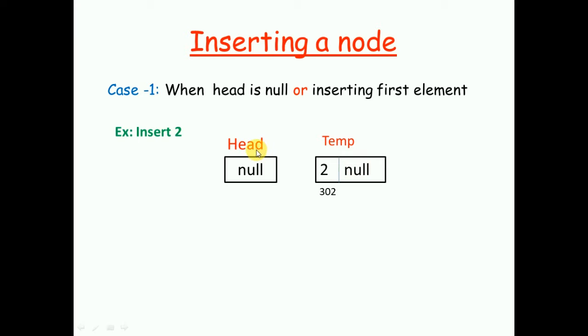So see how things are working. We simply replace the head variable with the address of the first variable. So 302 is stored here. When someone calls head, head will point to the first variable. This is our first node. This is simple, nothing more to say.